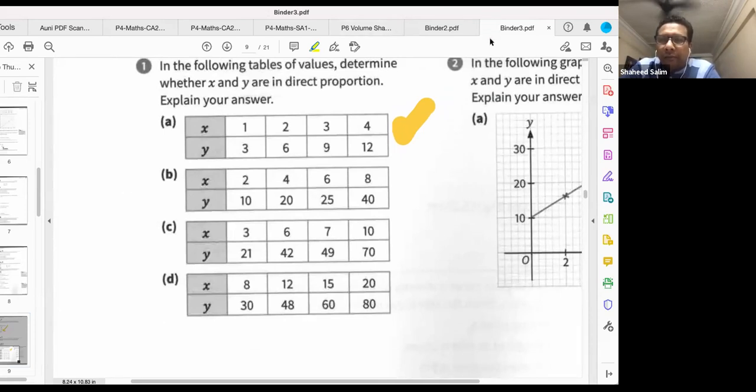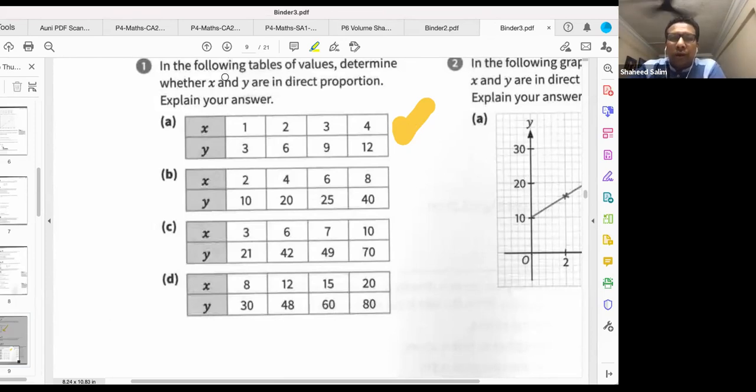Let us see. Okay. Well done, Akila. Well done. Okay, Inshira. Well done.